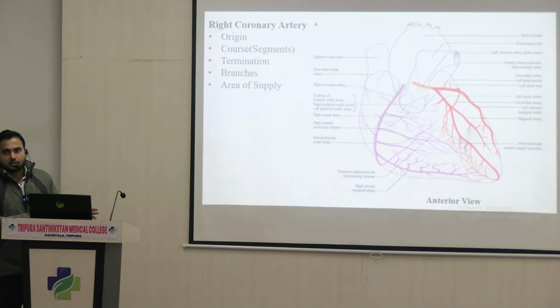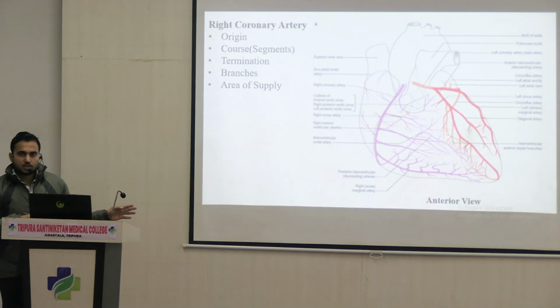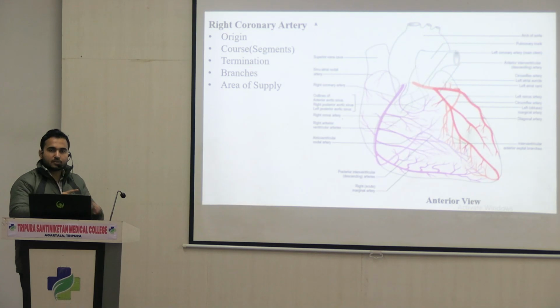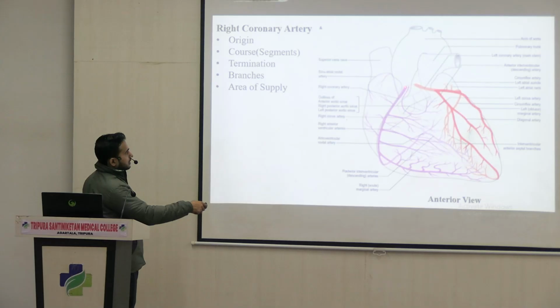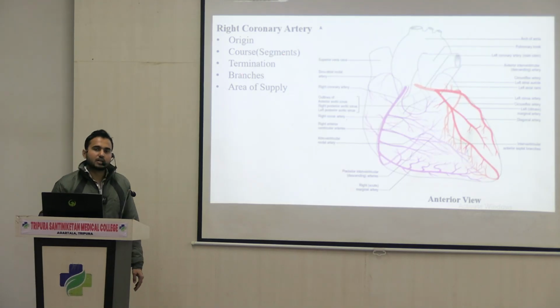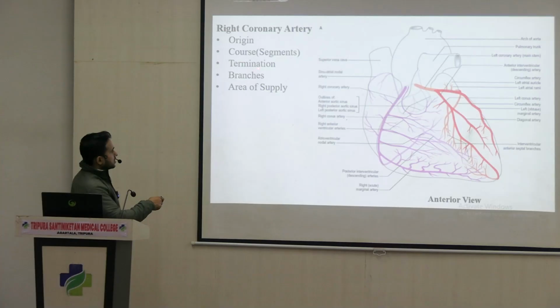So what are the points? First is the origin. The origin I have already shown you in the diagram. Once the artery arises, next is the course of the artery, as you can see in the diagram. Two color codes are given so that you can differentiate between the right and left coronary arteries. This is the origin, and this is the course. Next, in the course we get segments. In the right coronary artery, there are 3 segments: proximal segment, mid segment and distal segment. And then the termination, where it terminates. After that, the branches.